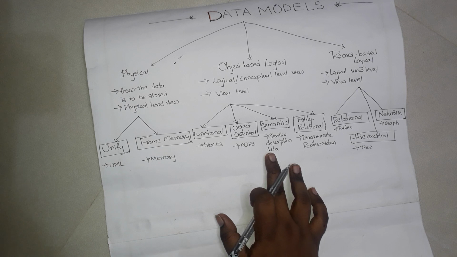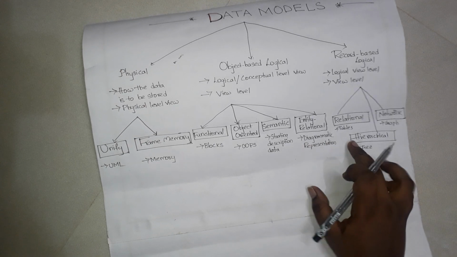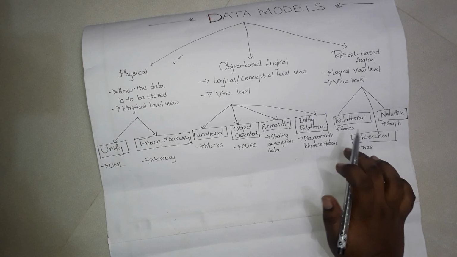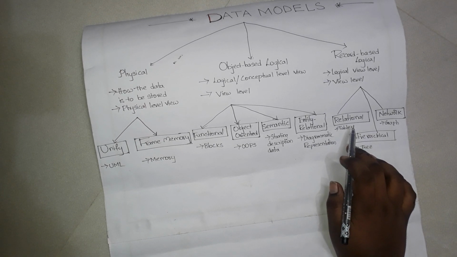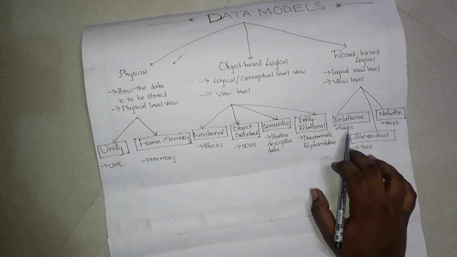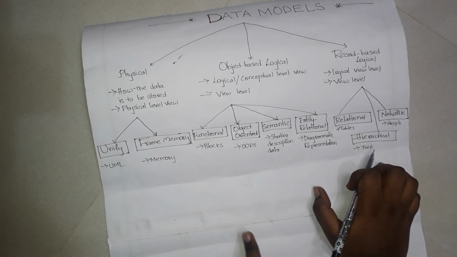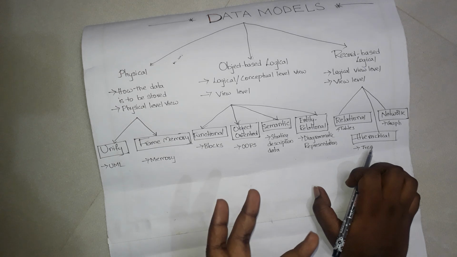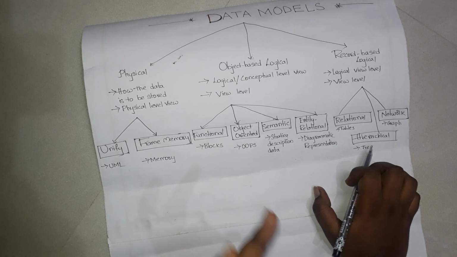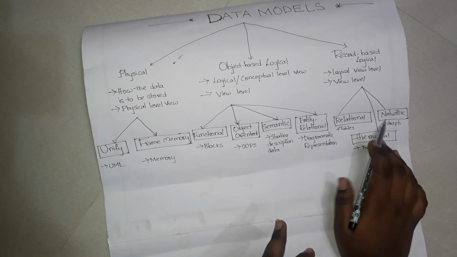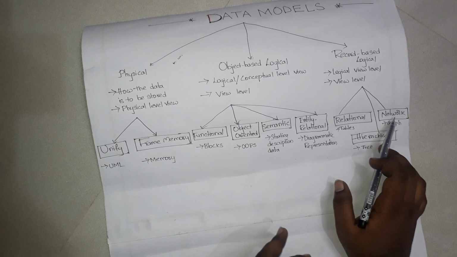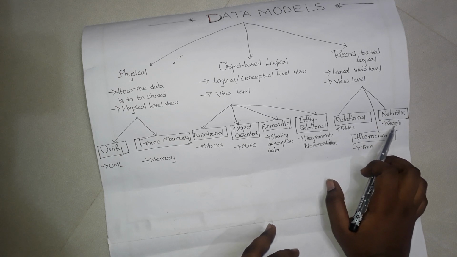Coming to the record based logical model, we have relational model, hierarchical model and network model. In the relational model, the data is stored in the format of tables. This is the actual database management system storage format. And coming to the hierarchical model, here the data is stored in the format of trees. Here we have links, which are treated as pointers in trees. And coming to the network model, the data is stored in the format of a graph. Here we have index and pointer.